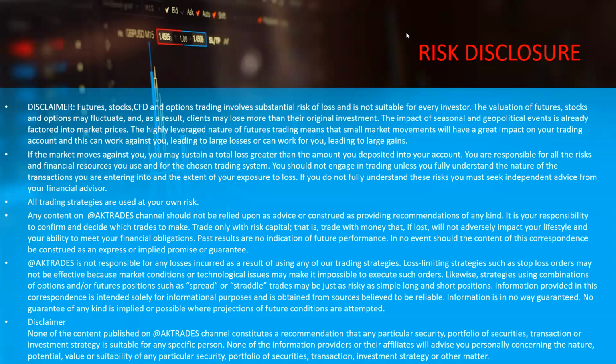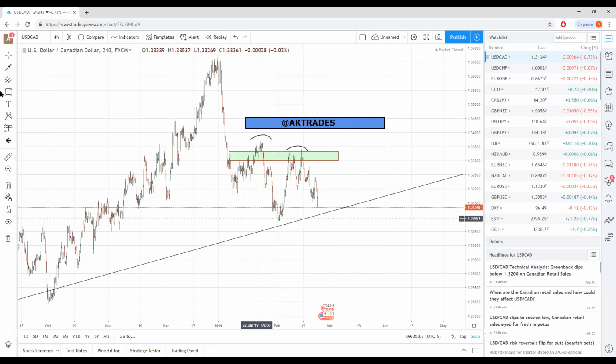We're going to start by reviewing some trade ideas for the past week and also some new trade ideas that we have for this weekend and on. Here we see the US dollar, Canadian dollar. This was a trade idea that we discussed last week.